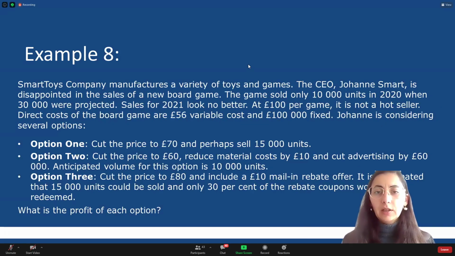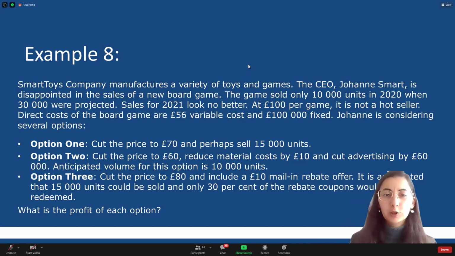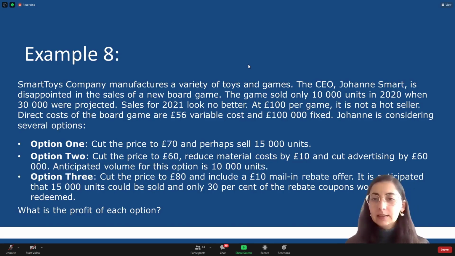So now just last example before the break. We have that Smart Toys manufactures a variety of toys and games. The CEO, Johan Smart, is disappointed with the sales of the new board game. The game sold only 10,000 units in 2020 when 30,000 were projected. Sales for 2021 look no better. At £100 per game, it is not a hot seller. Direct costs of the board game are £56 of variable cost and 100,000 of fixed costs.